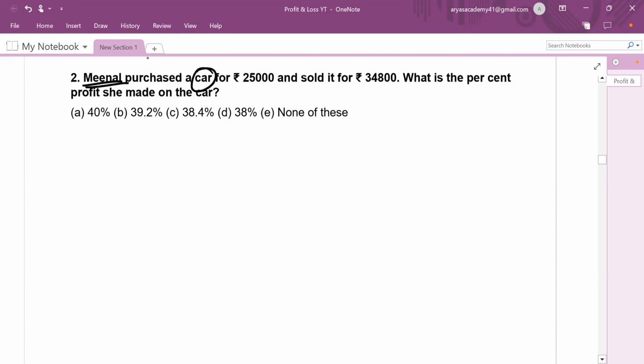Meenal purchased what? She purchased a car. Purchase means what? It's nothing but purchase price or cost price. The cost price is 25,000 rupees, and she again sold it. So she has sold it for how much? 34,800. It's very clear. This is selling price 34,800. This is cost price 25,000. So obviously, as selling price is greater than cost price, there is a definite gain or profit, right?